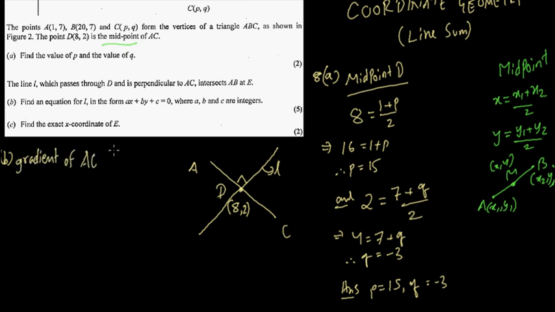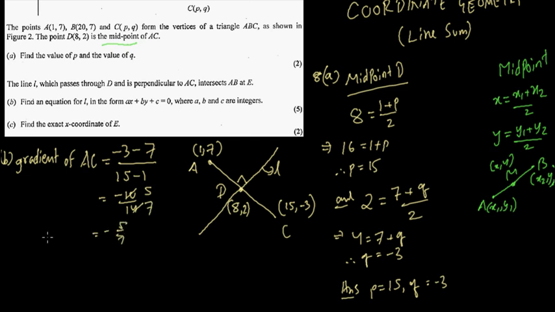Gradient of AC. The gradient rule when two points are known, A and C: A is (1, 7), C is (p, q), which means 15 minus 3. So we can find the gradient of AC as change of y, which is y2 minus y1, divided by change of x, 15 minus 1. Remember, if you take this y first, you have to take this x first as well. This would be minus 10 divided by 14. So 2 fives are 10, 2 sevens are 14, so minus 5 by 7 is the gradient.